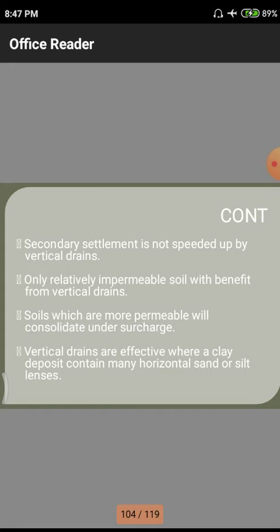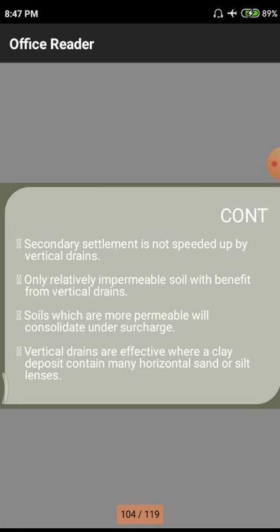The secondary settlement is not sped up by vertical drains. That means secondary settlement is not sped up. Up to primary settlement, these vertical drains give a huge amount of settlement, but in the case of secondary settlement, these vertical drains are not usable. Only up to a particular limit do these vertical drains have capacity.